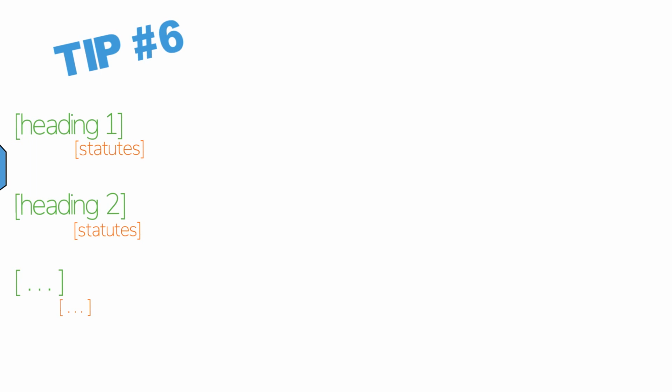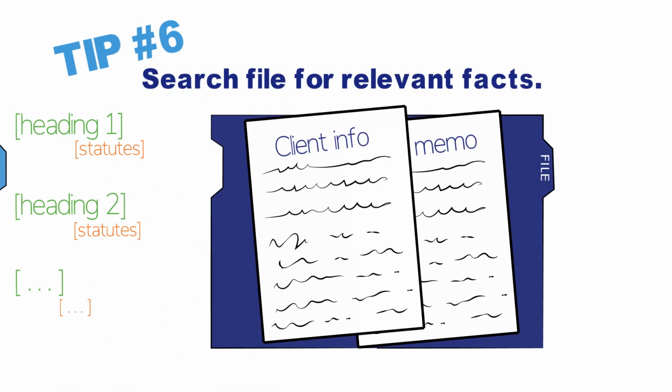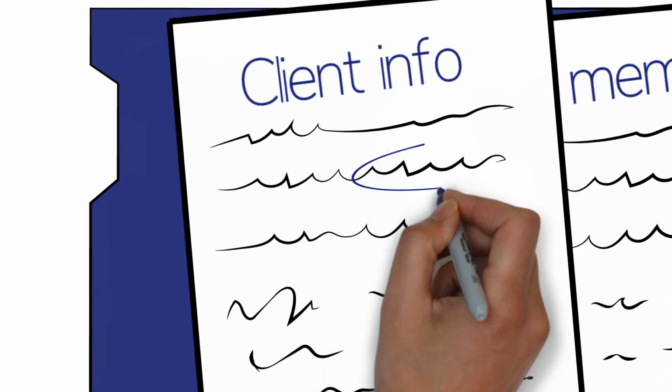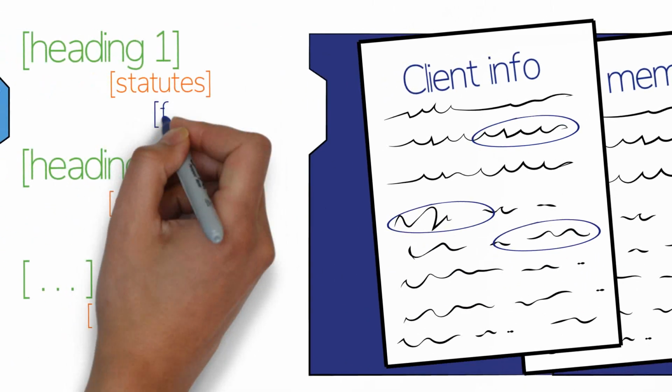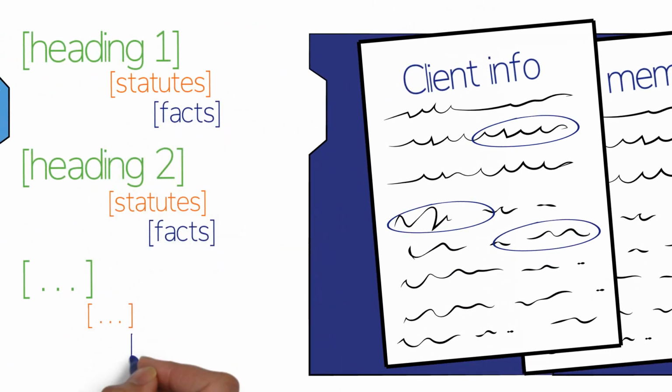Tip number 6, let's talk about fancy, the file. Search the file for relevant facts. Keep the memo and statutes in mind as you review the rest of the file. Stick relevant facts in your outline by related statutory sections.